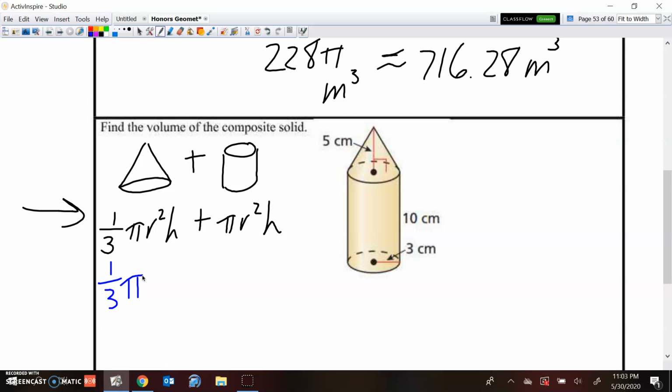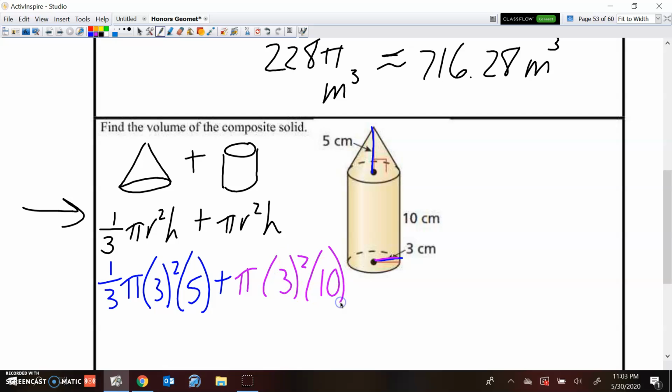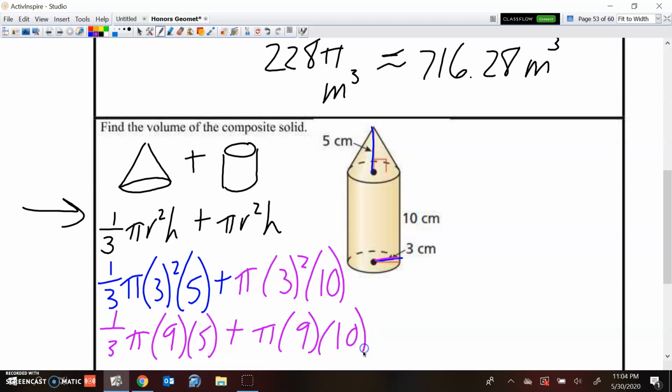All right, I think we're close to the end. I'm going to do this real fast, at least set it up. My radius is 3, so 3 squared. The height of the cone is 5. All right, and now I'll do this in a different color. This one's going to be pi. My radius here again is 3, so 3 squared, and my height is 10. Simplifying it a little bit, I have to simplify this first before I cancel anything out. So 1/3 times 9 times 5, and this is going to be pi times 9 times 10.